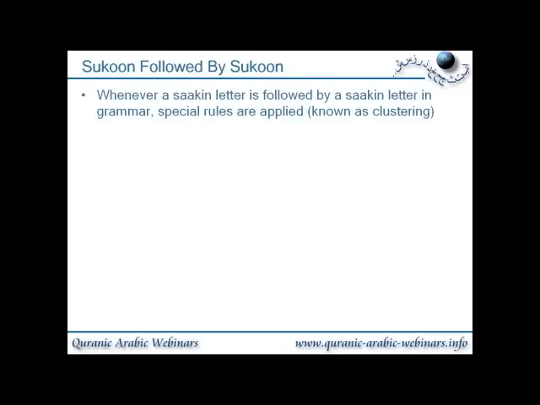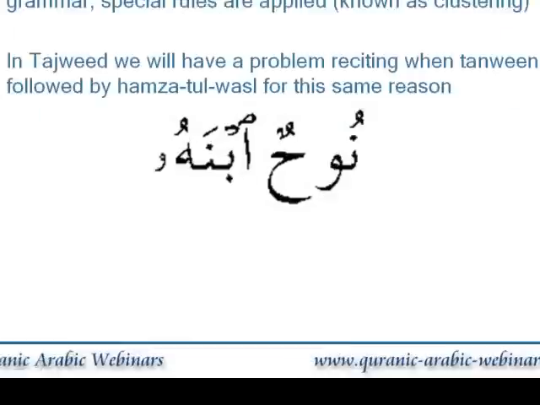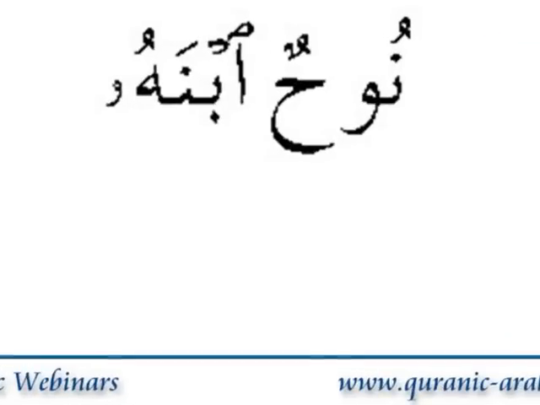Whenever a sakin letter is followed by a sakin letter in grammar, special rules are applied, sometimes known as clustering. In Tajweed, we will have a problem reciting when Tanween is followed by Hamza-Tul-Wasl for this same reason. So let me just explain this with a small example. Here we have from the Quran two words.